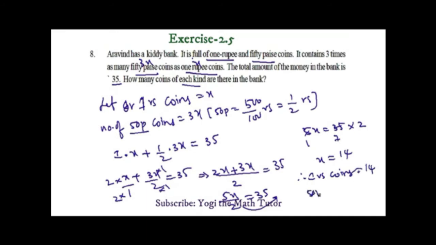And what about the 50 paisa coins? That is equal to 3 into 14, that is equal to 42 we are getting. So 50 paisa coins are 42 there, and 1 rupee coins, 14 is there in that kitty bank.